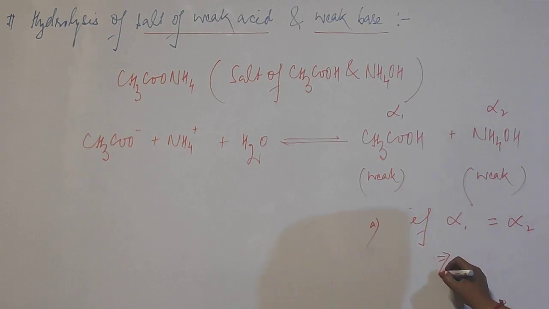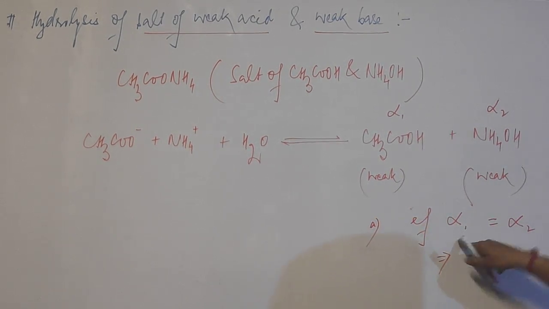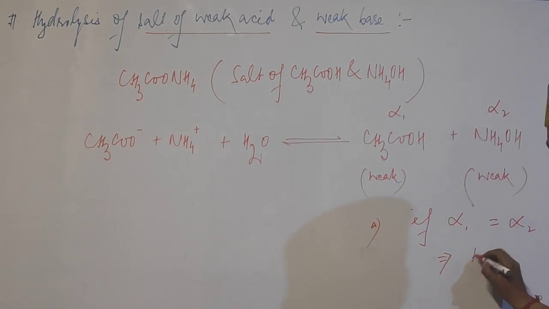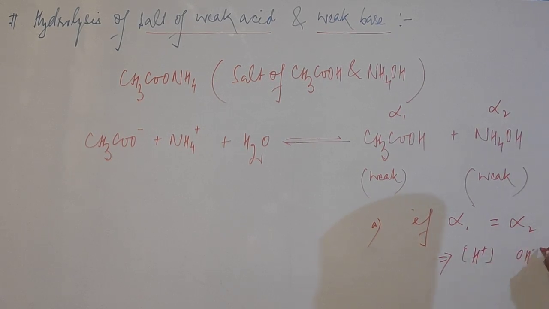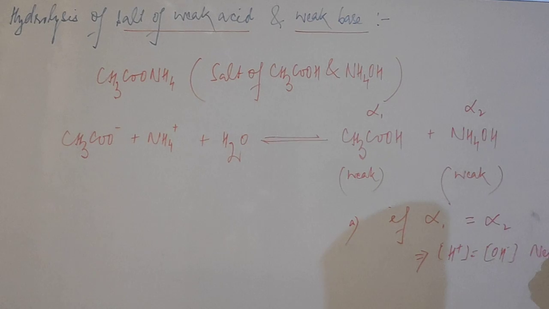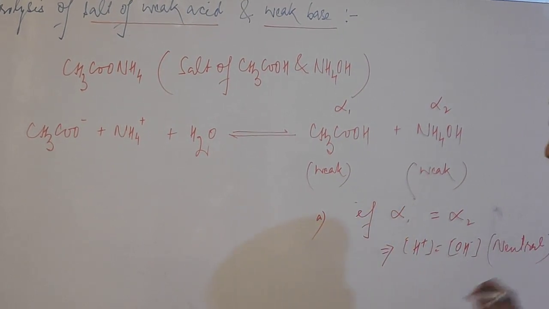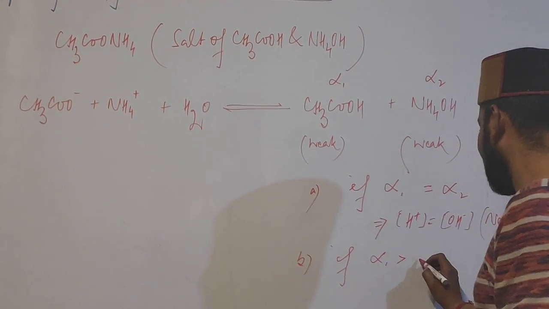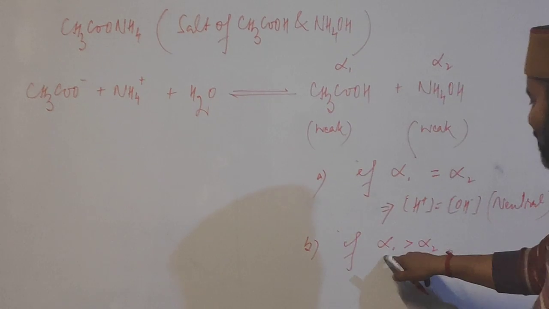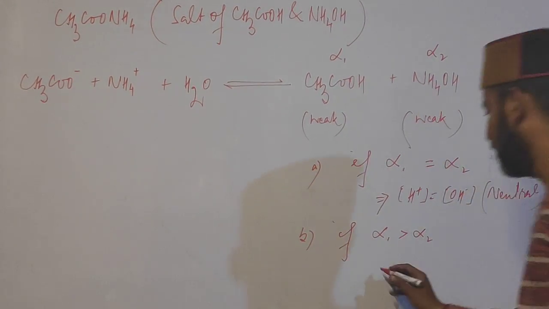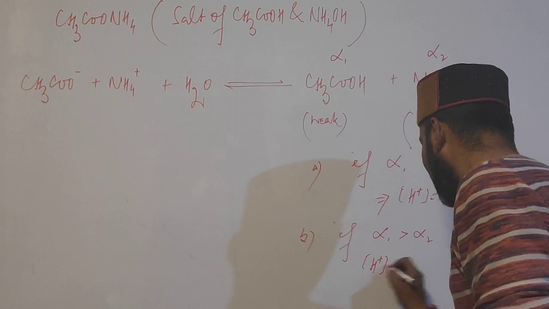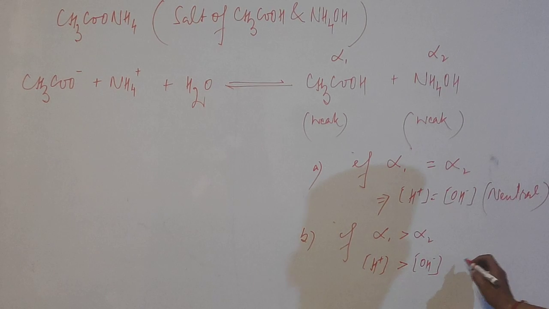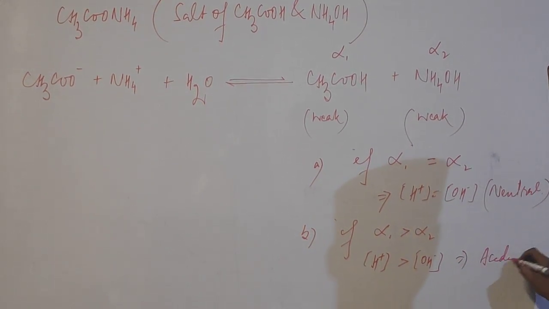Students, in that case, because the degree of dissociation of both is equal, the H positive from here and the OH negative from here will also be the same. So in that case we will say the solution will be what? Neutral. Now students, the second case can be, say if alpha 1 is slightly greater than alpha 2, which means acid is slightly stronger than base. So in that case, the H positive ion concentration is slightly greater than the OH negative ion concentration, and therefore the solution will be acidic.